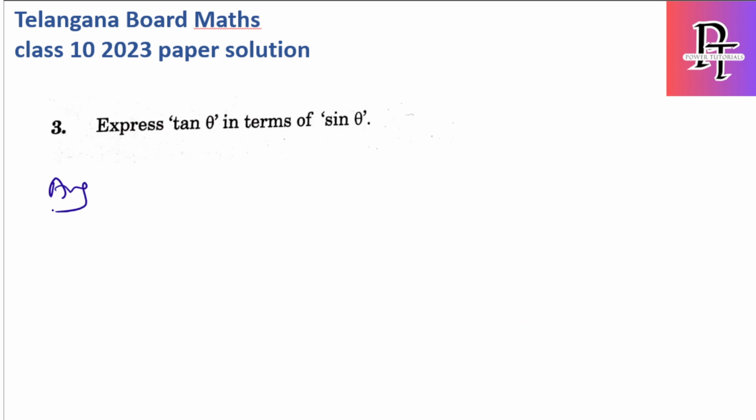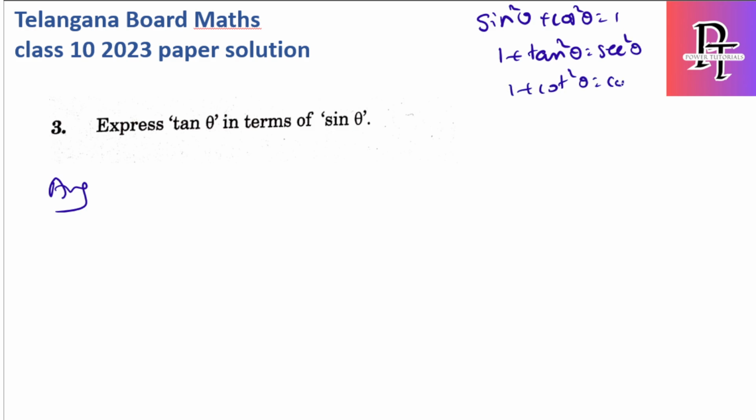Express tan theta in terms of sin theta. For this we have to remember 3 identities of trigonometry. The first one is sin square theta plus cos square theta is equal to 1. Second, 1 plus tan square theta is equal to secant square theta. Third, 1 plus cot square theta is equal to cosecant square theta. You have to see which identity we can use. Here it is tan and sin. In the second, tan is mentioned with secant, and secant is 1 by cos, so tan and cos can be related.